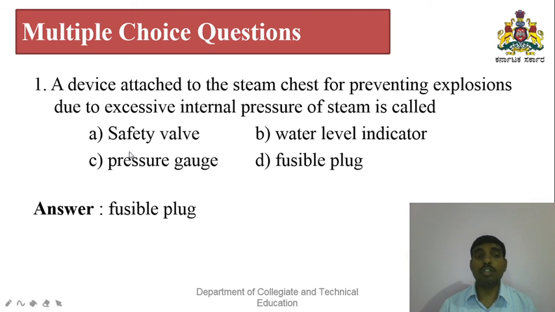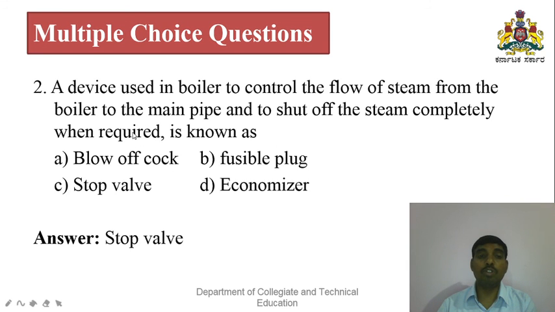So the first question is, a device attached to the steam chest for preventing explosion due to the excessive internal pressure of the steam is called a safety valve. It is given here as fusible plug, which is wrong. The second one is a device used in the boiler to control the flow of steam from the boiler to the main pipe and shut off the steam completely when required, which is known as a stop valve.